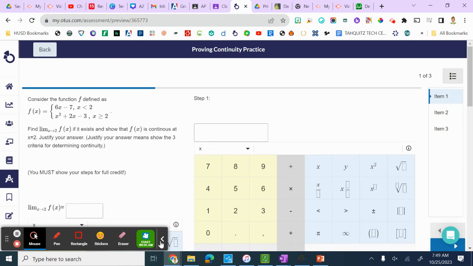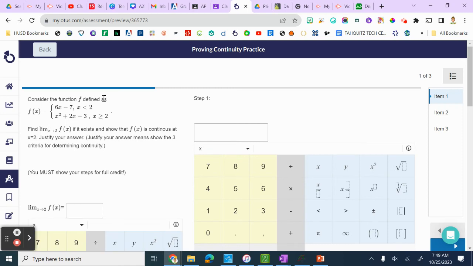We were looking at, consider if the function f is defined as f of x equals 6x minus 7, where x is less than 2, and x squared plus 2x minus 3, where x is greater than or equal to 2. Find the limit as x approaches 2 of f of x, if it exists, and show that f is continuous at x equals 2. Justify your answer, and justify your answer means show the 3 criteria for determining continuity. You have to show your steps for full credit.